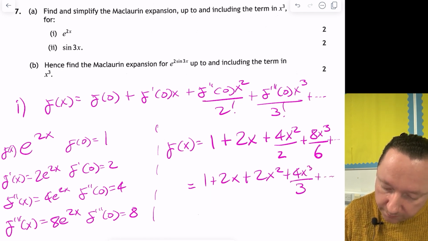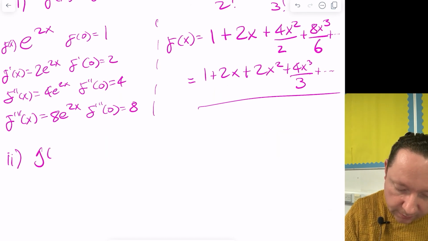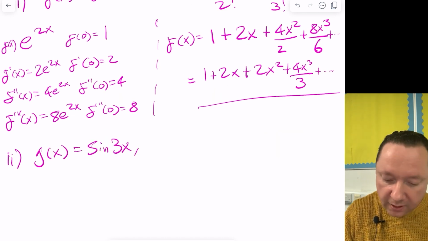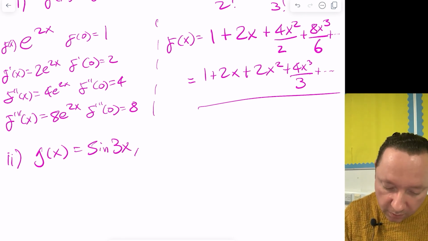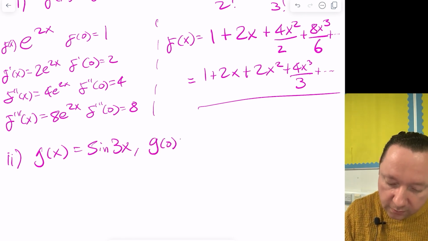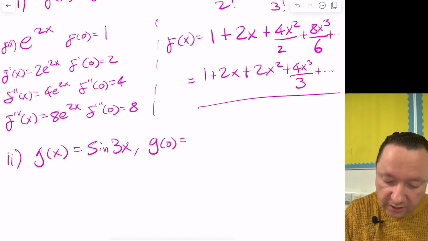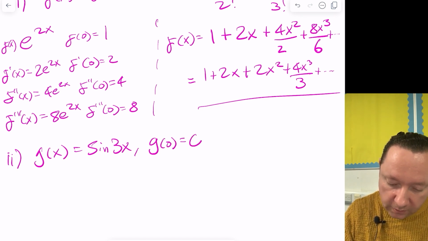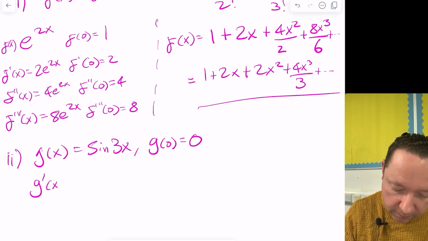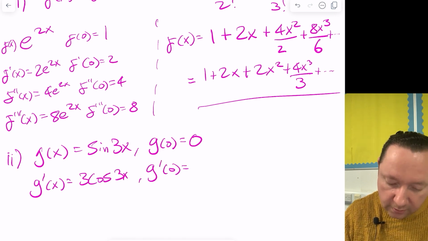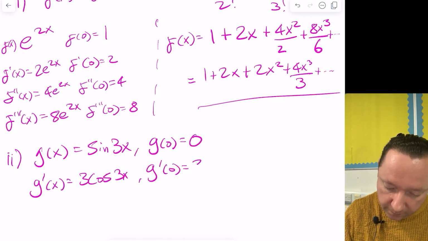And they're done there. This is sine 3x. Again, you might have memorised sine x and just put 3x in, but if not, just start from the beginning. It doesn't take too long. Sine of 0 is 0. That's good. g dash x is 3 cos 3x. So g dash 0 is, cos of 0 is 1, so that's just 3.